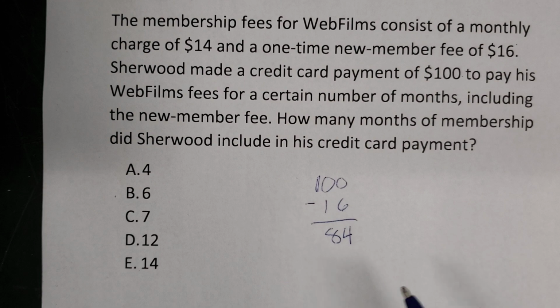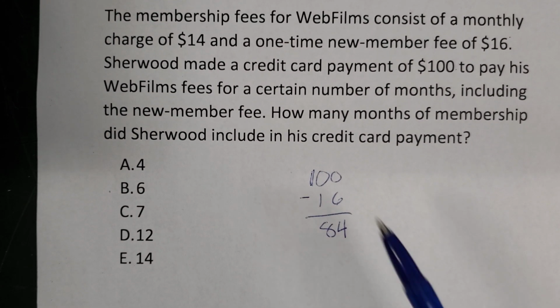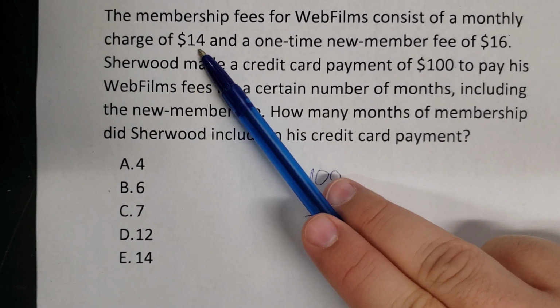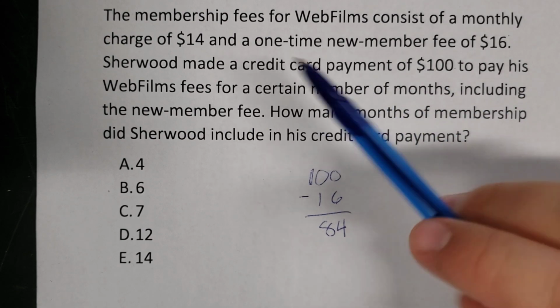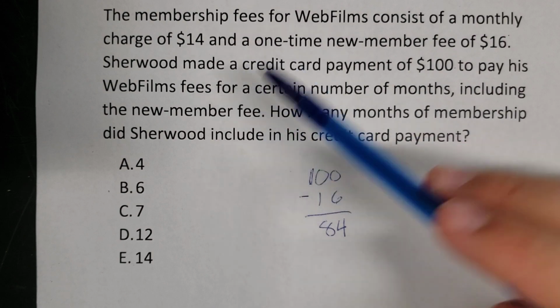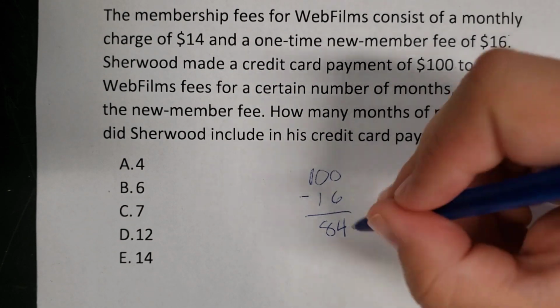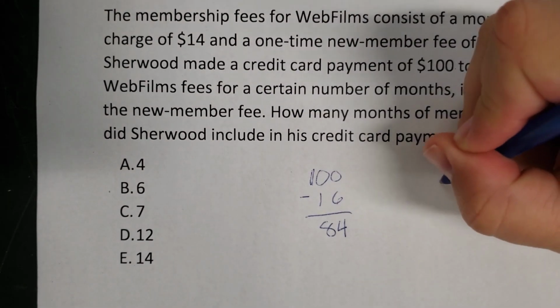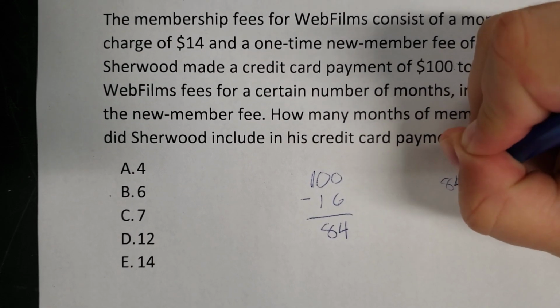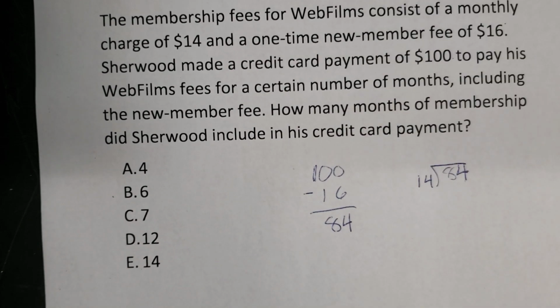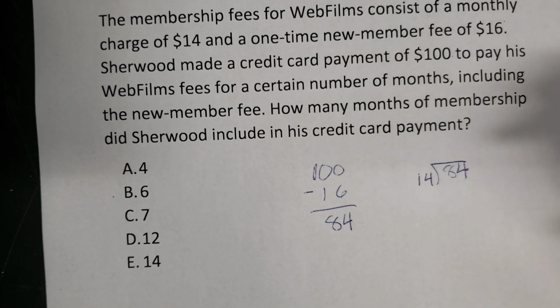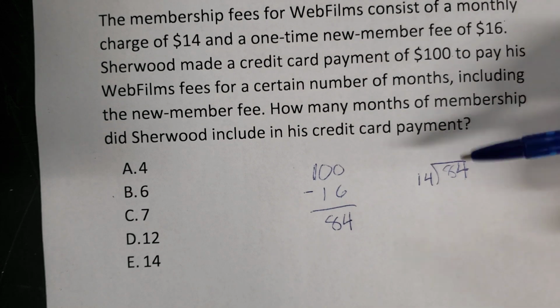All right, now this means that this $84 went to his $14 per month monthly fees. We know how much each month cost individually, so we can find out how many months total he was paying for by just dividing those two numbers. So if I do 84 divided by 14, then the answer will give me how many months of membership he included in his credit card payment.